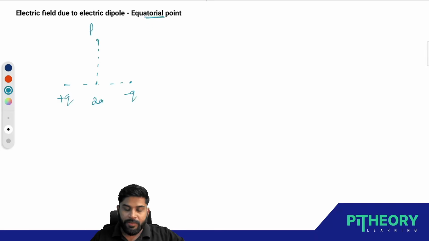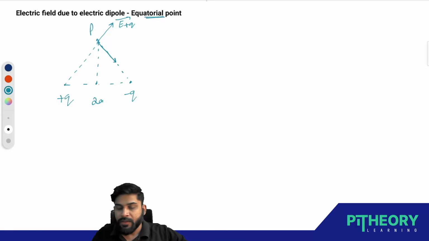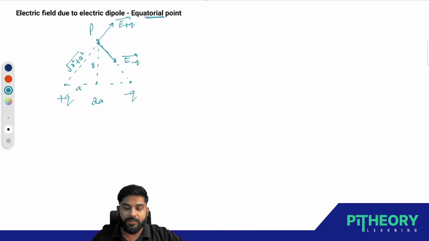So due to the plus q charge, the electric field will be away from it. You can mark this as E plus q, correct? Due to the minus q, we know the electric field will be towards it. So at the point P, the electric field will be E minus q towards it, correct? Now if you are taking these distances, we know this distance is a. Let's say the distance from the center of the dipole to the point P is r. So this distance is obviously root over r square plus a square, by Pythagoras theorem.